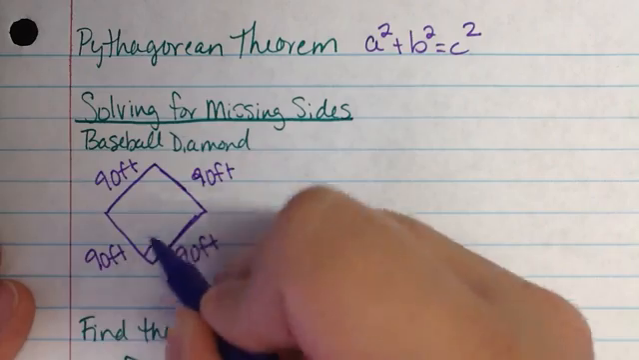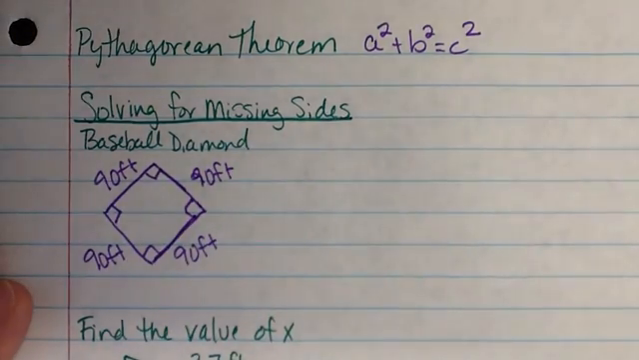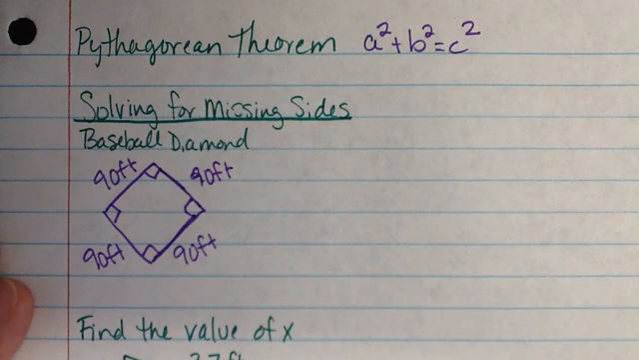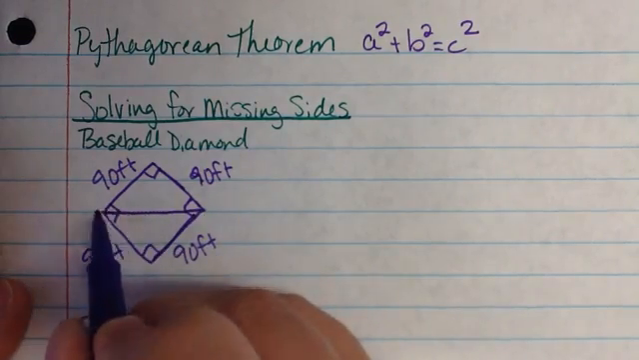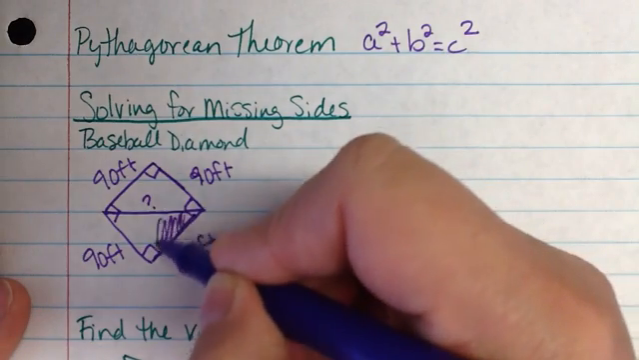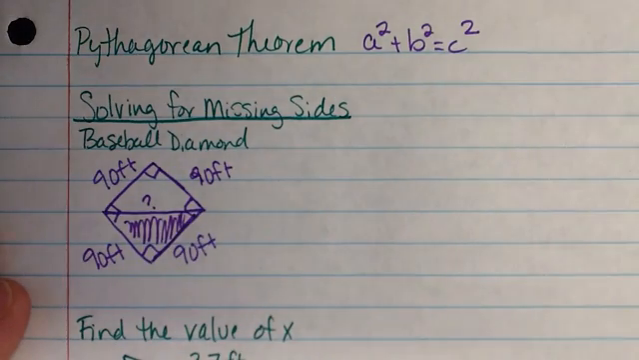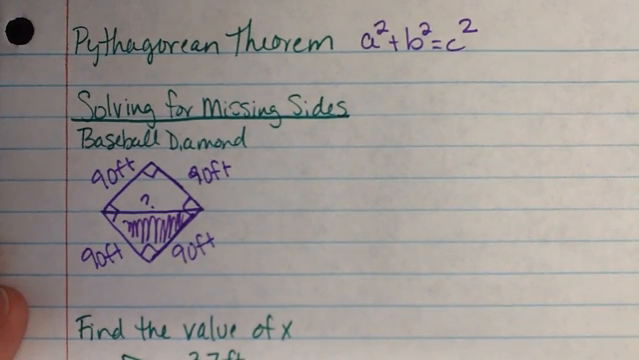And then each corner of the diamond is a right angle. And it wants to know the straight line distance across the diamond from first base to third base. So first base to third base, right across there, is what we want to know. It ends up making a right triangle. And we have to determine what we're solving for. Are we going to solve for A, B, or C?